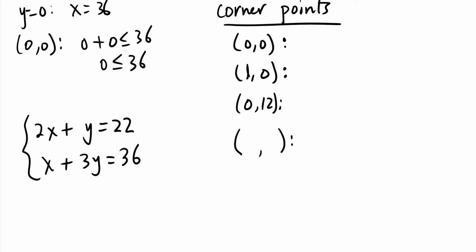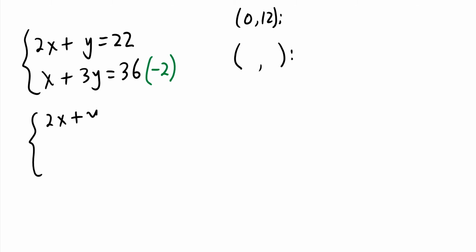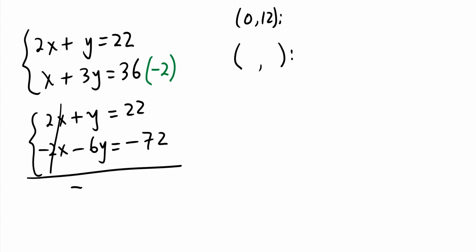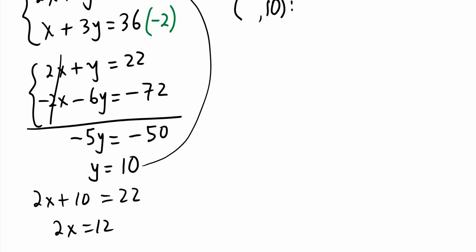So how do you do this? We can solve this system of equations. You can multiply here by -2, and let's see what we get. The first equation stays the same. We learned this in this chapter. I'm using elimination now. -2x minus 6y equals -72. Add them up, these cancel. -5y equals -50, so y is 10. To find x, you can simply substitute this back in here. So 2x plus 10 is 22. Subtract 10 on both sides, so 2x is 12 and x is 6. So I get (6, 10).